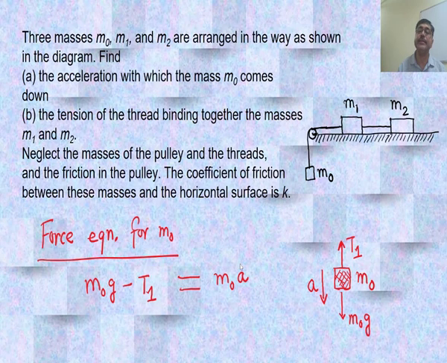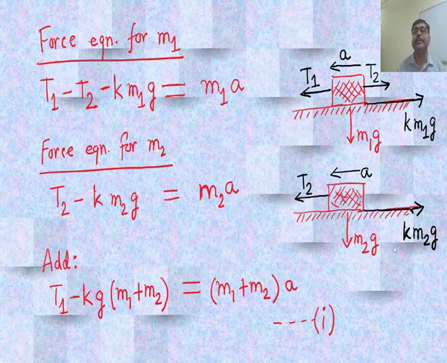Now let us go to the second mass, m1. What is happening for m1? It is on a horizontal surface, as you can easily see. It is feeling a force T1, the same tension that the m0 mass is feeling. Also, it is feeling a force rightward toward the mass m2, because T2 is the tension of the other thread connecting m2. Because m0 is moving downward, the effective acceleration of the m1 mass will also be on the left side, such that it is trying to go down with m0.